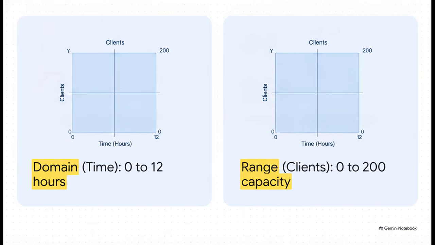Well, the input, time, is physically limited. The domain is restricted to those 12 hours of operation, from 0 to 12 hours after opening. You can't evaluate the function at hour 14 because the restaurant is closed. Similarly, the range is grounded by reality. The output, the number of clients, cannot fall below 0 or exceed that 200-person capacity limit.